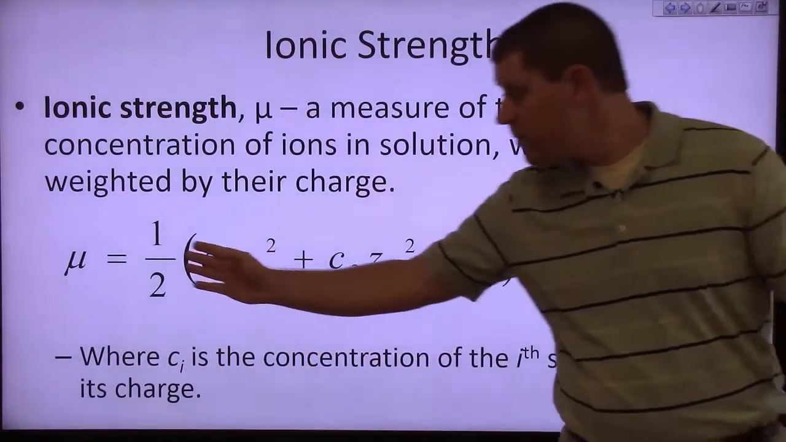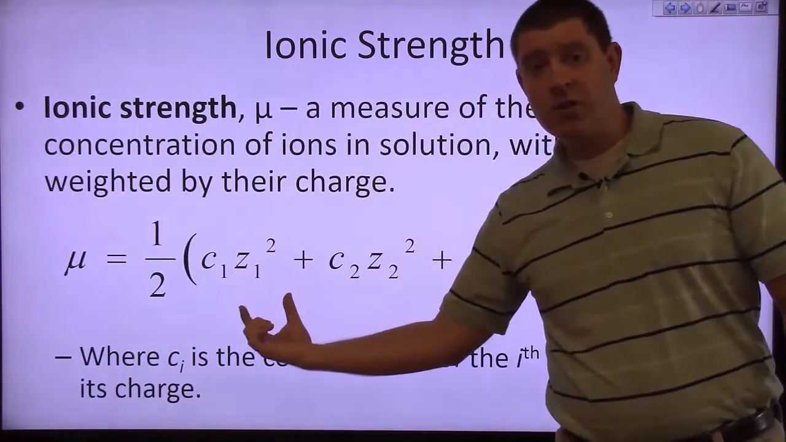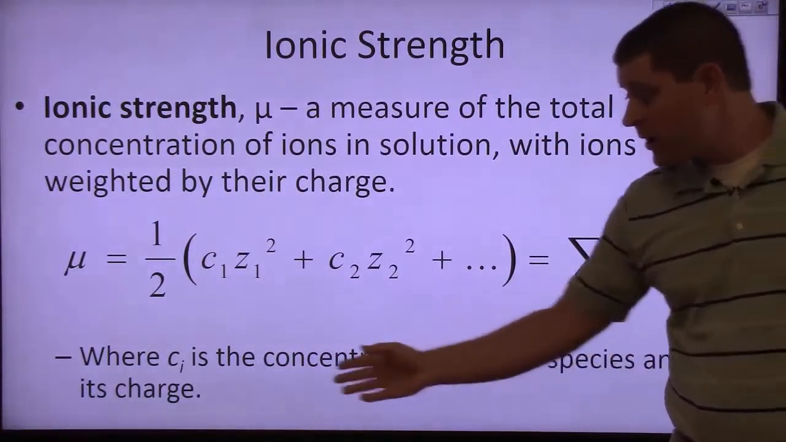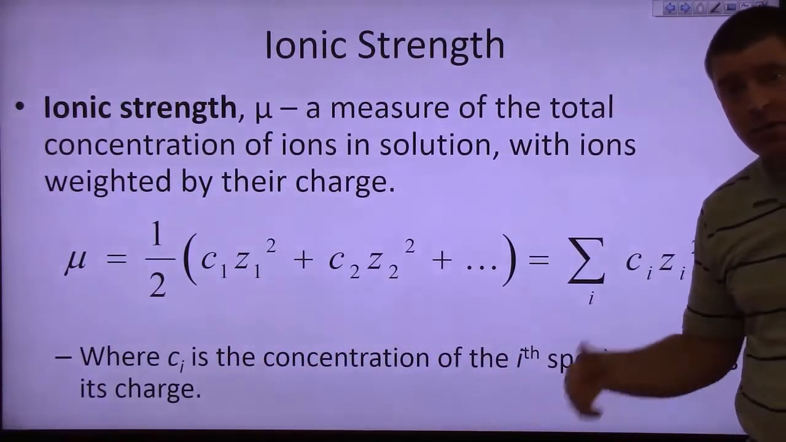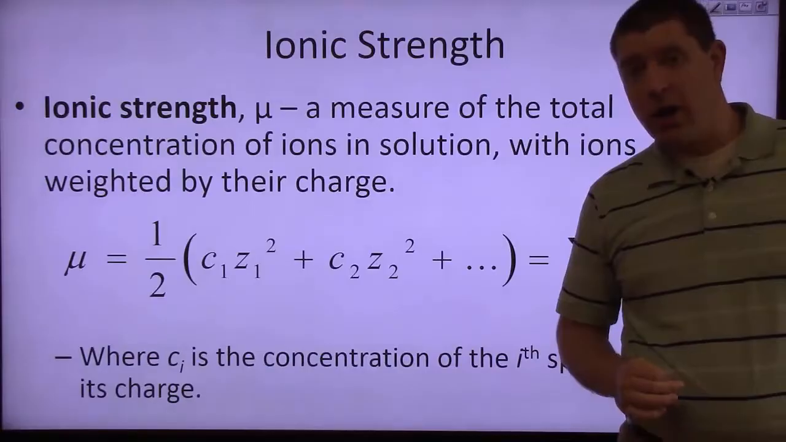So the ionic strength mu is equal to 1/2 times the quantity C1 times the square of Z1, plus C2 times the square of Z2, and so on, where C is the concentration of the species we're interested in, the first species, second species, and so on, and Z is the charge of that species.